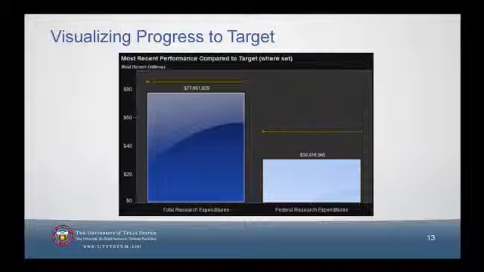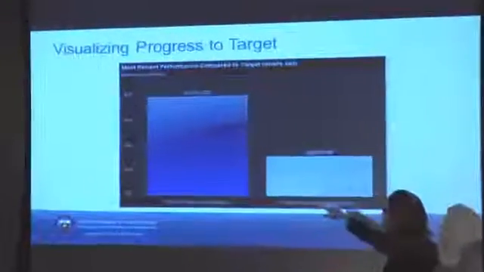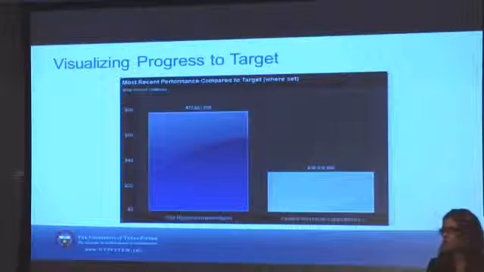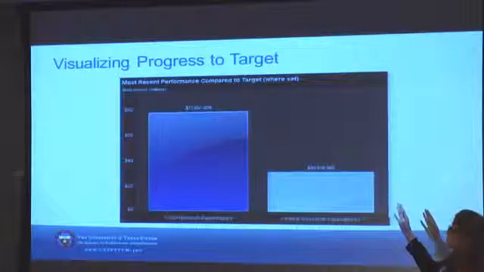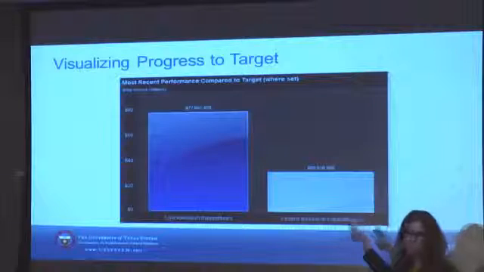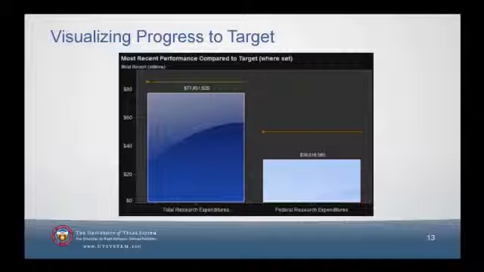So this is our total research expenditures and federal research expenditures for one institution. And then these are the targets for that institution. It's a very simple presentation, but it's a very complex idea. We went through this statistical analysis to figure out what our appropriate targets should be. And now we're showing our progress to target here. So I guess my point is that depending upon your audience, you can convey complex ideas very simply. And it's still a quite sophisticated analysis.